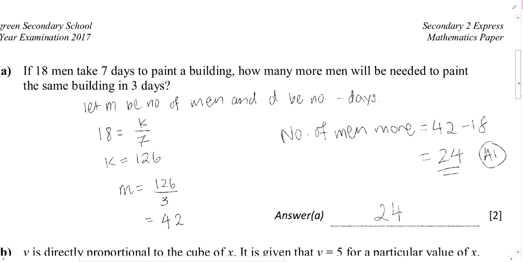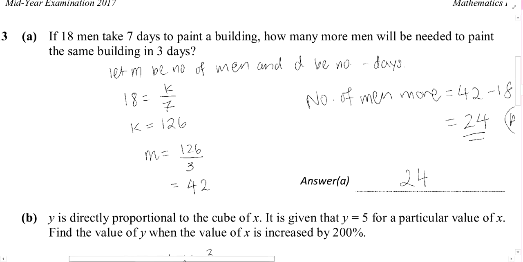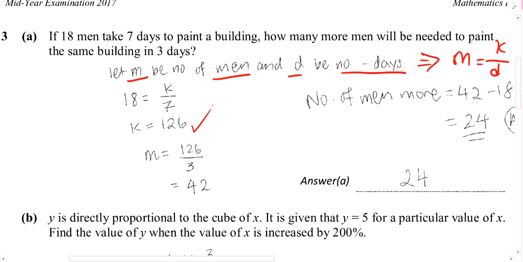13A. This one, what type of question is this? Inverse proportion. So we say that m is the number of men, d is the number of days. Therefore, m equals k over d, because it's inverse proportion. Then you sub in the values. You get the k value.